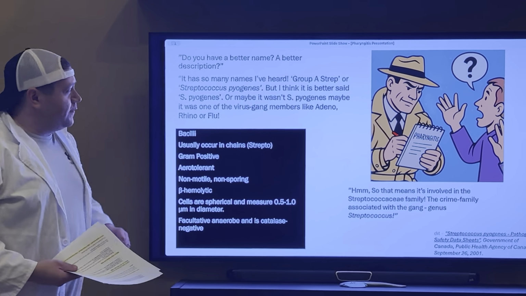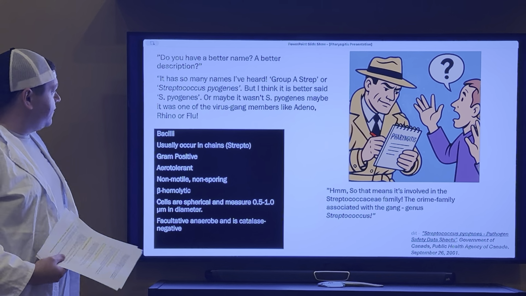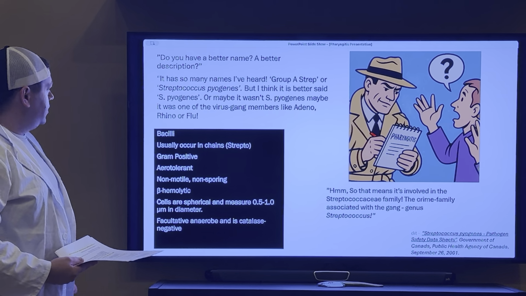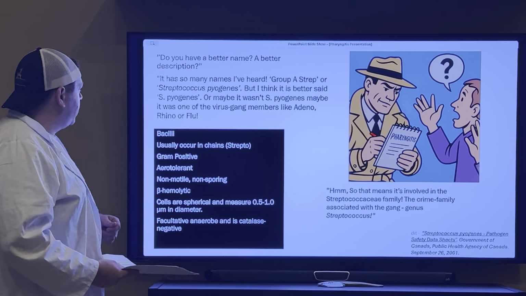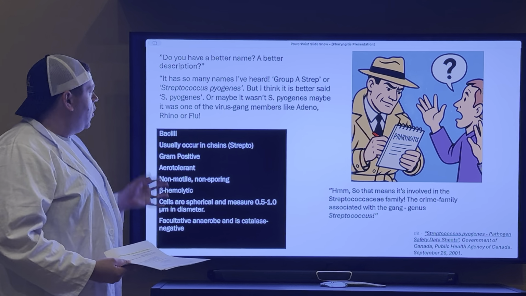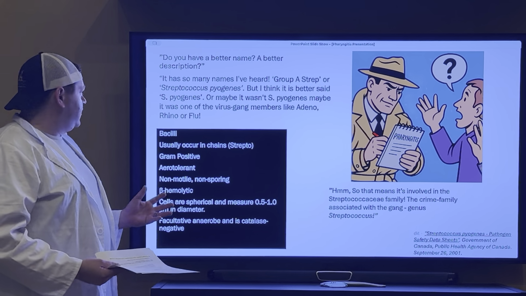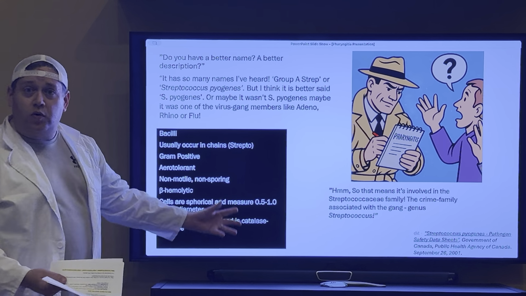After a little bit more of an interview from the infection detective, we start off with, "Do you have a better name for this guy? A better description?" And the boyfriend responds with, "It has so many names I've heard. Group A strep or Streptococcus pyogenes, but I think it's better said S. pyogenes. Or maybe it's S. pyogenes, maybe it was one of the virus gang members like adeno or rhino or flu."